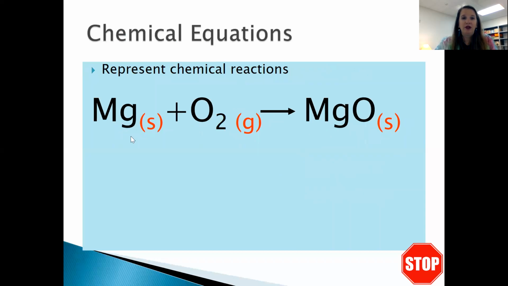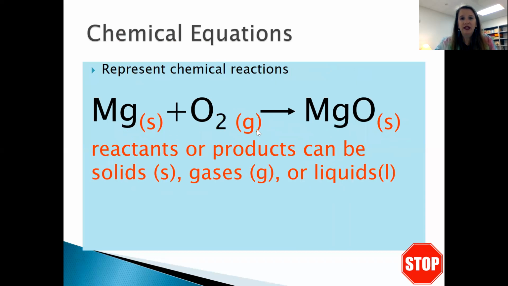And then again, we're going to put our states of matter in our chemical reaction like this, behind each of those substances, to indicate the state of matter of each reactant and each product. Okay, so that should help us out with the first part of page 4. If you have any questions, just let me know.